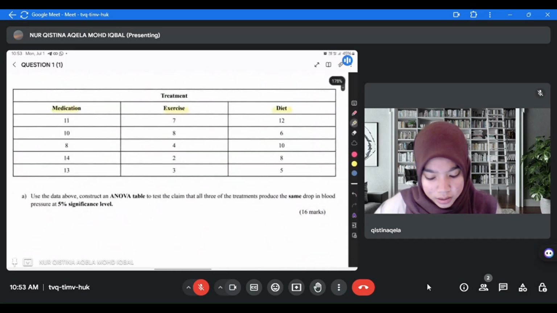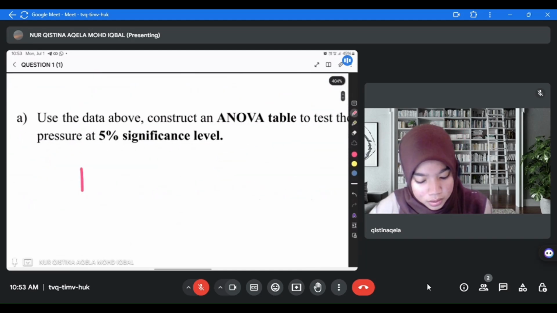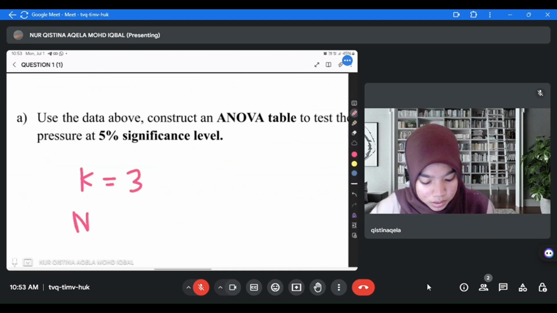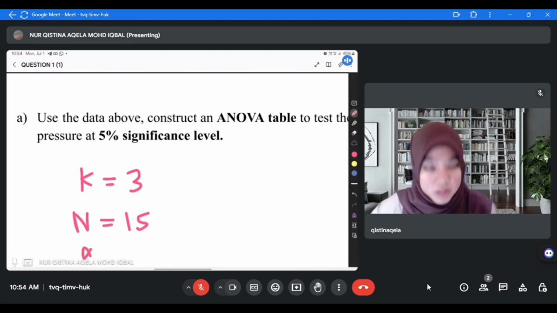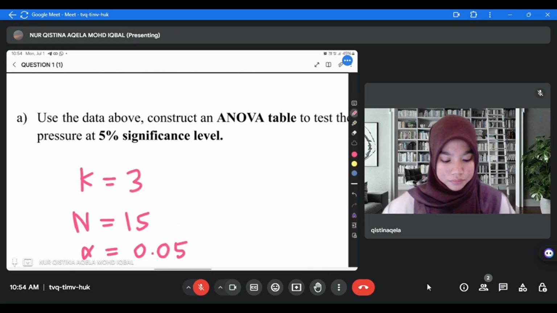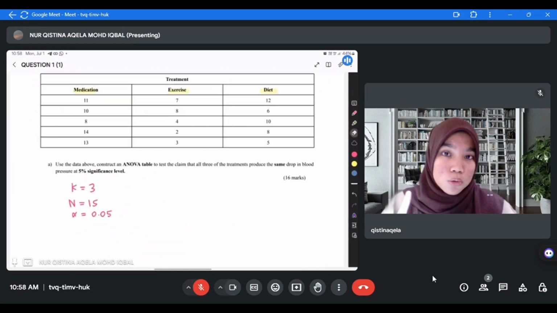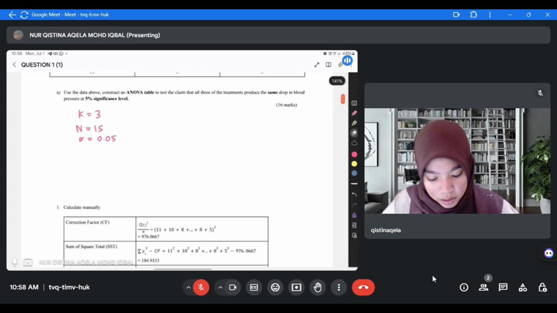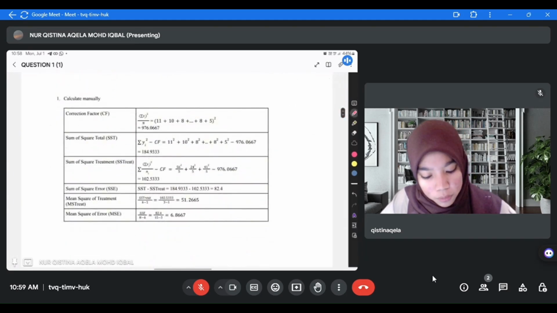Question A. Use the data above. Construct an ANOVA table to test the claim that all 3 treatments produce the same drop in blood pressure at a 5% significance level. So we know our K was 3, our N was 15, and our alpha, which is the significance level, was 0.05. To answer this question, there are 2 methods: calculate manually or use a scientific calculator. If students want to calculate manually, they should know the formula for each key term.